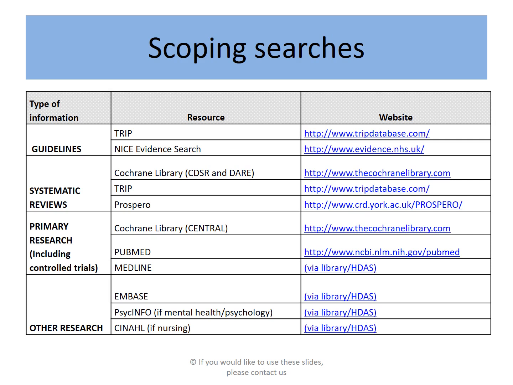Here are some resources for carrying out scoping searches. I look for guidelines and systematic reviews first, and these are easily searched for via the TRIP database, which I'll come to shortly, and NICE evidence. I will also always search the Cochrane Library for systematic reviews. The Cochrane Library is particularly useful because it has the highest quality systematic reviews in its database CDSR, and the highest quality primary research in the form of randomised controlled trials, which are in the central database.